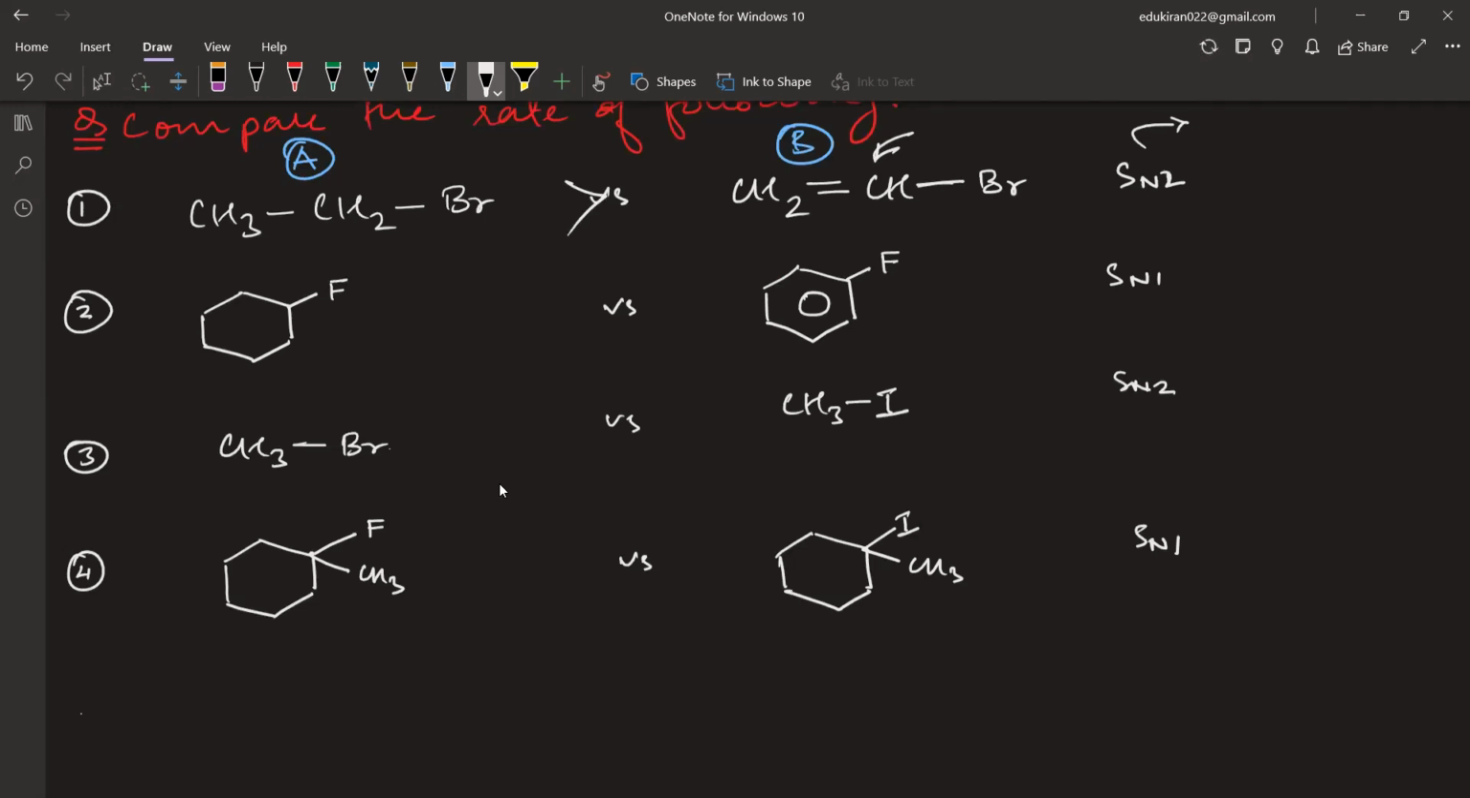This will be faster. Here this carbon is having a double bond. Yes or no? Please tell me. Yes. So this will be faster.